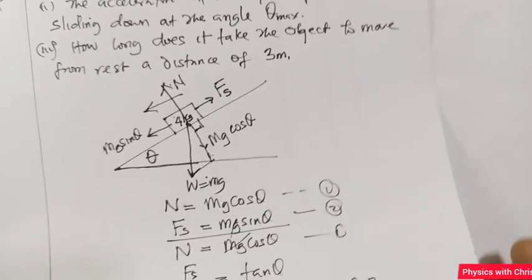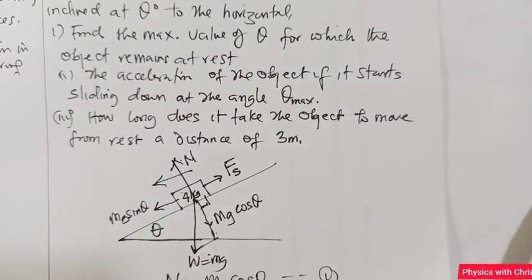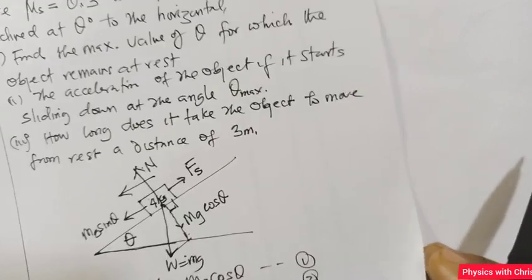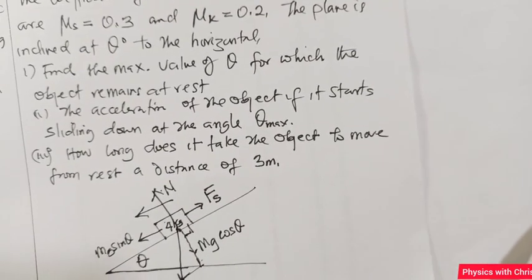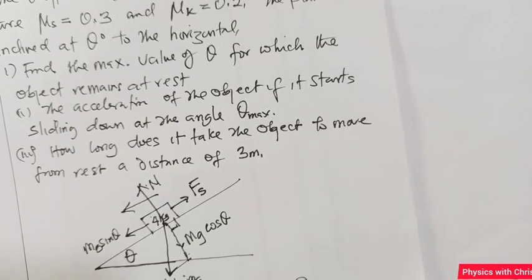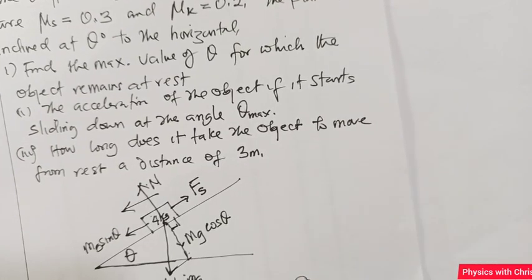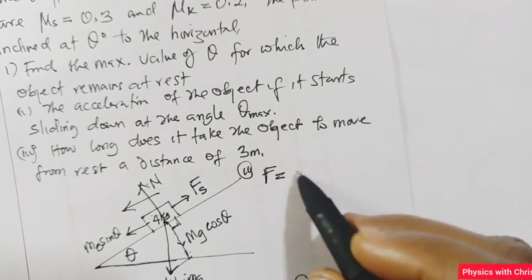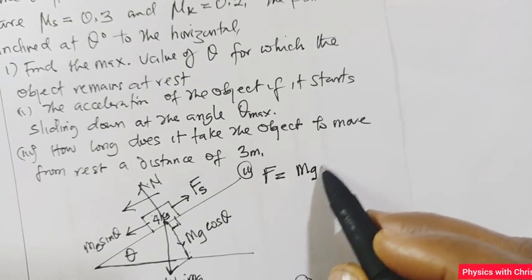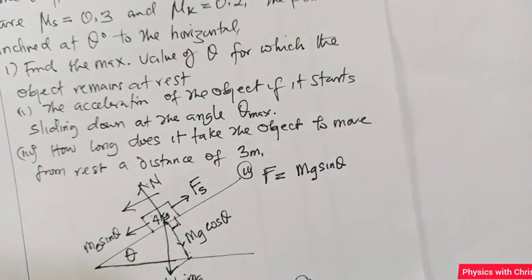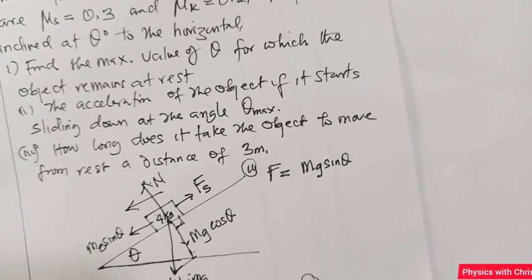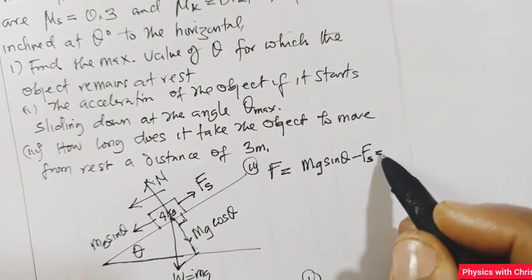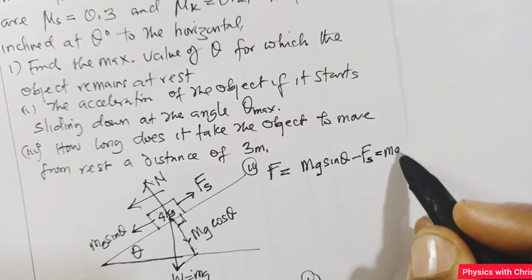Okay, now the next question says we should calculate the acceleration of the object if it starts sliding down from rest. What is the object's acceleration if it starts sliding from rest? Now when it starts sliding from rest, in that case, we see that the resultant force on the body in the second case is given by mg sin theta minus Fs equals mass times acceleration.